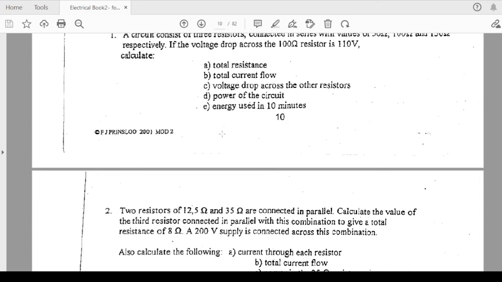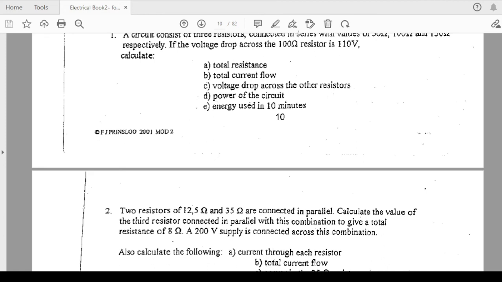Then lastly, they want the power of the circuit. When they say power of the circuit, they want the total power in the system. What do you do to get power? V times I. So total voltage times total current. That is for total power. You use total everything.